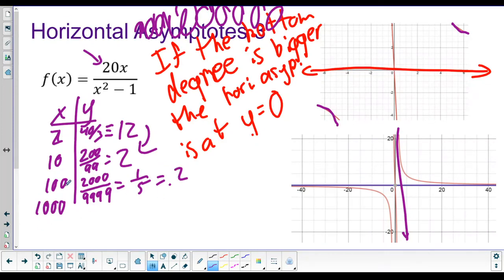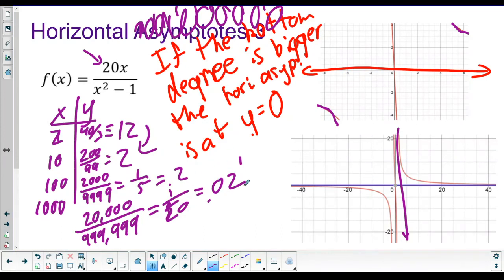If I plug in 1,000, this would be 20,000 over 999,999. Shout out to my Final Fantasy fans. This is like 1 over 50, something like that. This is like 0.02. It's super tiny.